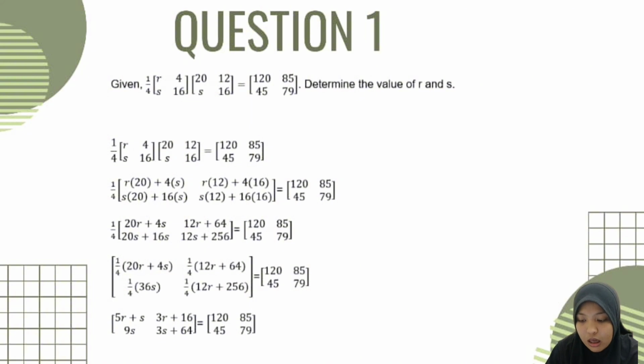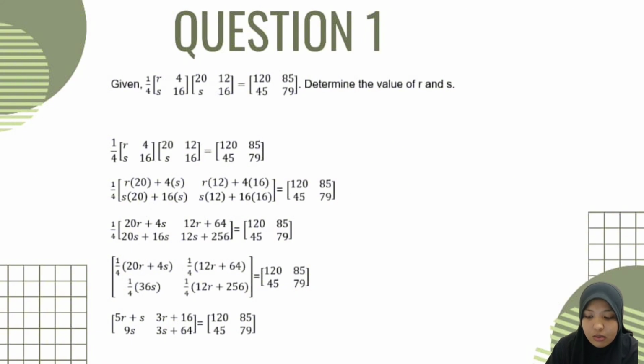So the answer for the multiplication, I got 1/4 matrix: 20R plus 4S and 12R plus 64, and row 2 is 20S plus 6S, 12S plus 96, equal to matrix [120, 85; 45, 79].